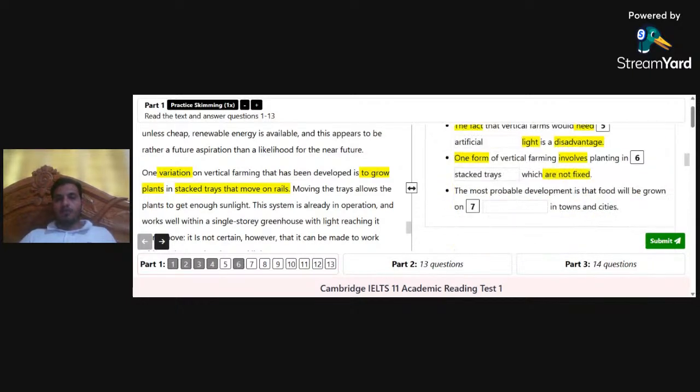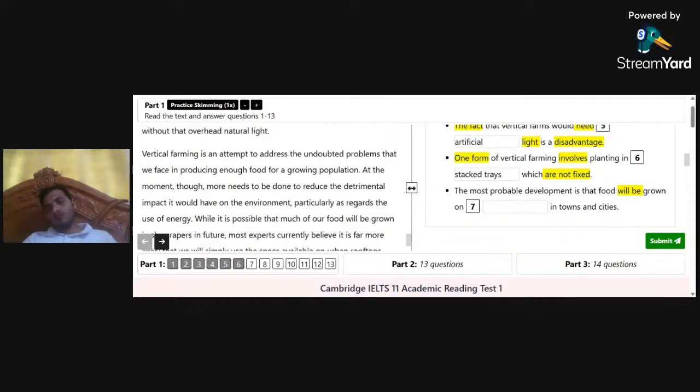Okay, the most probable development is that food will be grown. Whenever you see a future tense, just go for the last passage. The most probable development is that food will be grown on dash in towns and cities. In towns and cities, we will be looking for some information that describes the growth, the cultivation of food in towns and cities. So let's look.